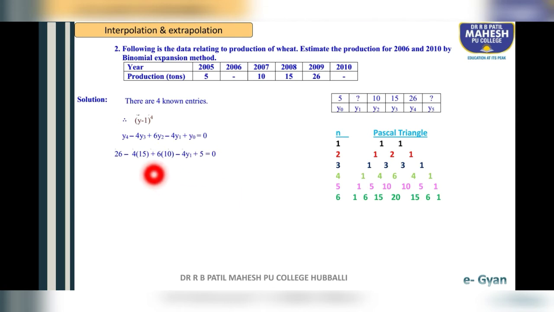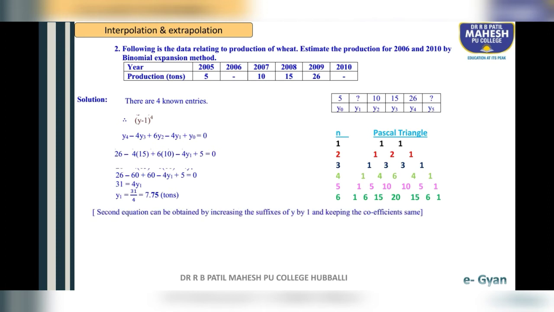After solving this, 26 as it is, minus 15 fours are 60, plus 6 tens are 60, minus 4 into y1 is 4y1, plus 5 is equal to 0. So first you add the positive values, then you take the negative values. It becomes 31 is equal to 4y1. Therefore y1 is equal to 31 divided by 4. So the missing value of y1 is 7.75 tons.